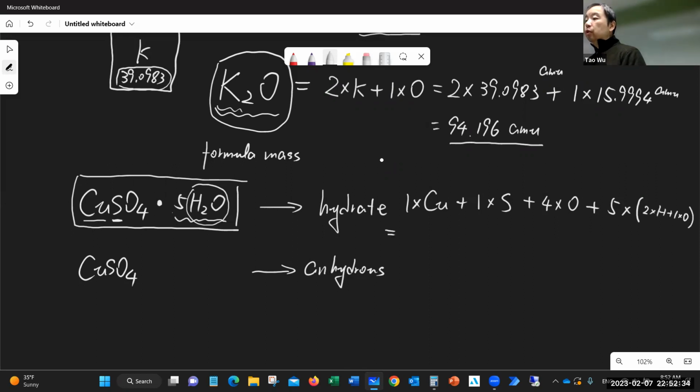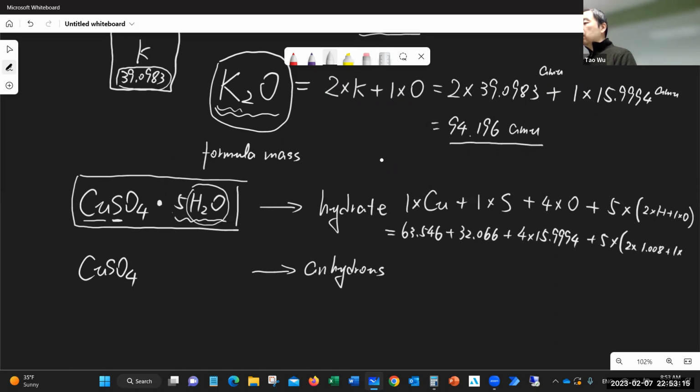You see, so this is how we count the mass. And then what are you going to do? You just need to go to the periodic table and put the mass of each of the elements in there. Then you will figure out the mass of this formula. So copper is 63.546. Sulfur, 32.066. Oxygen 4 times 15.9994 plus 5 times 2 times the hydrogen 1.008 plus 1 times 16.